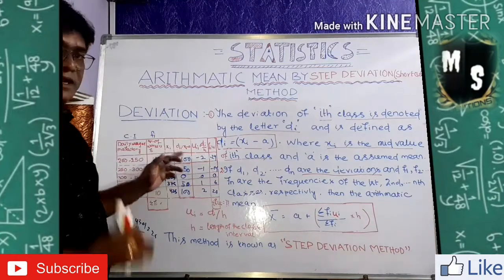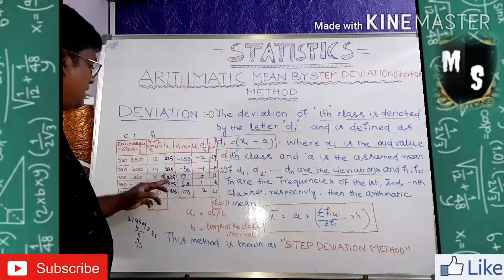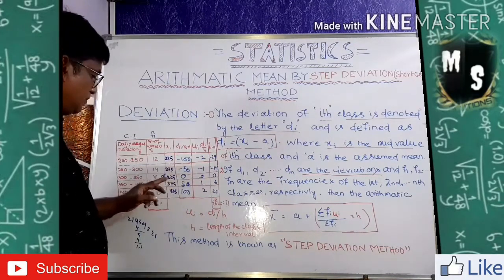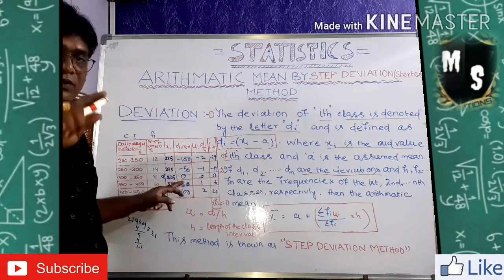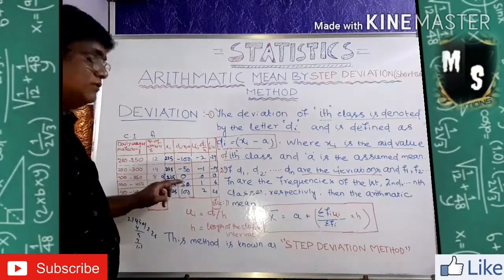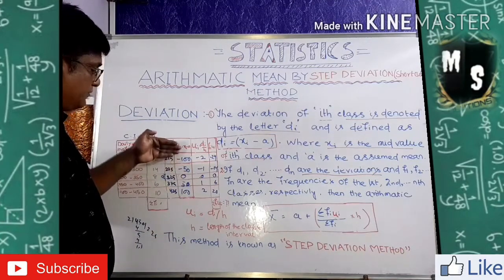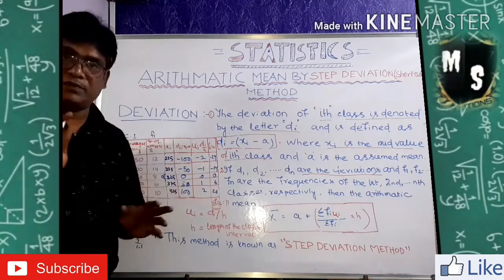Then di. What is the di column? Xi minus a. You subtract a from your xi, and in the assumed mean row the deviation will be 0. Try to understand this important point. In the assumed mean row, the deviation will be 0. Above 0, all will be negatives, and below 0, all will be positives.